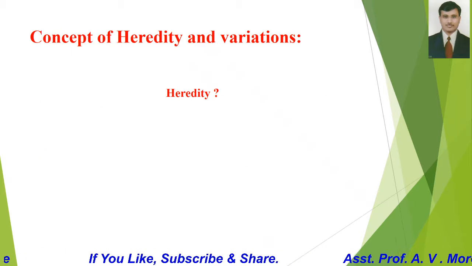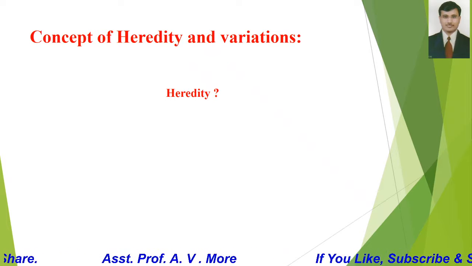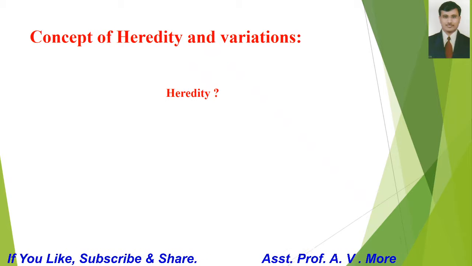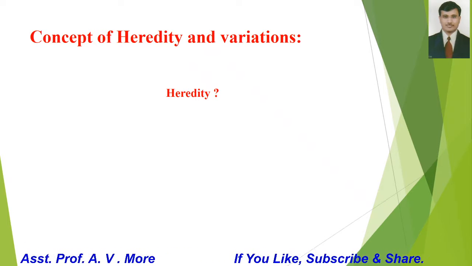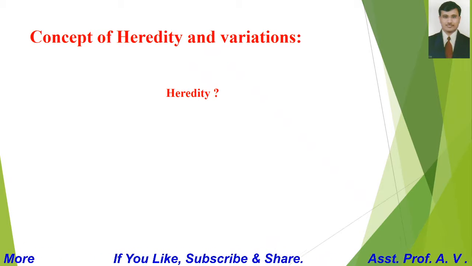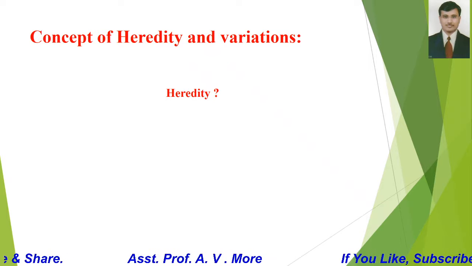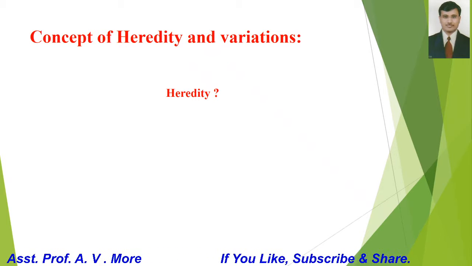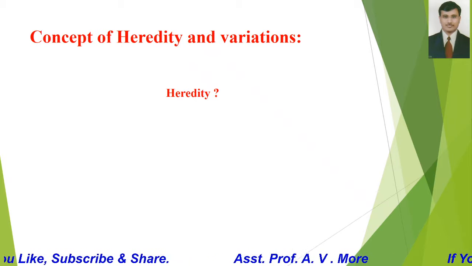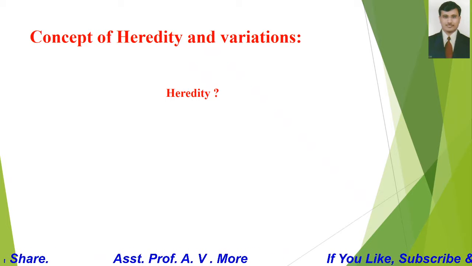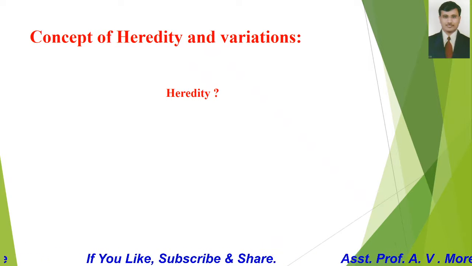Next topic, concept of heredity and variation. First of all, what is heredity? Heredity means, friends, the offspring of all organisms, that is plants and animals, resemble their parents in several aspects. This is only due to the phenomenon of heredity. Heredity literally means a tendency of like begets like, that is, all living organisms tend to produce offspring like themselves. Heredity may be defined as the transmission of characters from one generation to successive generations, that is, from parents to their offspring. So this is the normal concept of heredity.